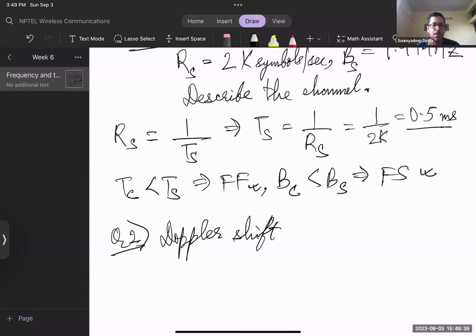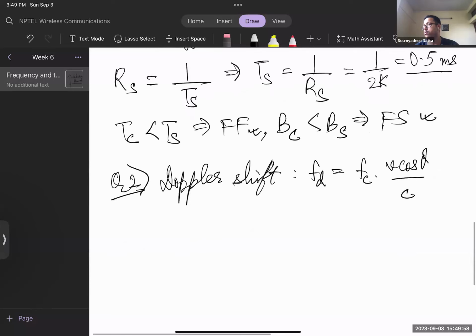So Doppler shift, we have already studied that. The Doppler frequency is something like this, right? fc times v cos theta by c. Why did I write it as v cos theta? Because of your velocity, that is your direction of movement, and the direction of the electromagnetic wave from transmitter to receiver.